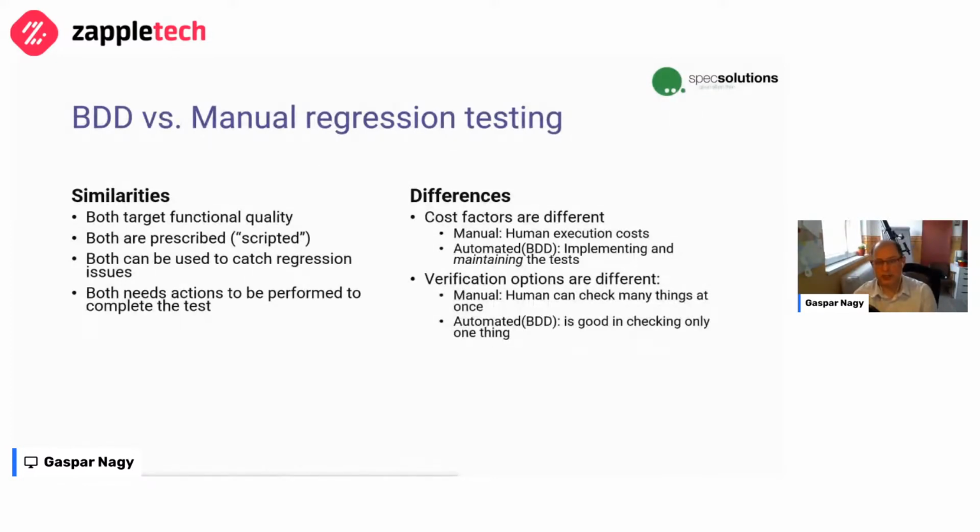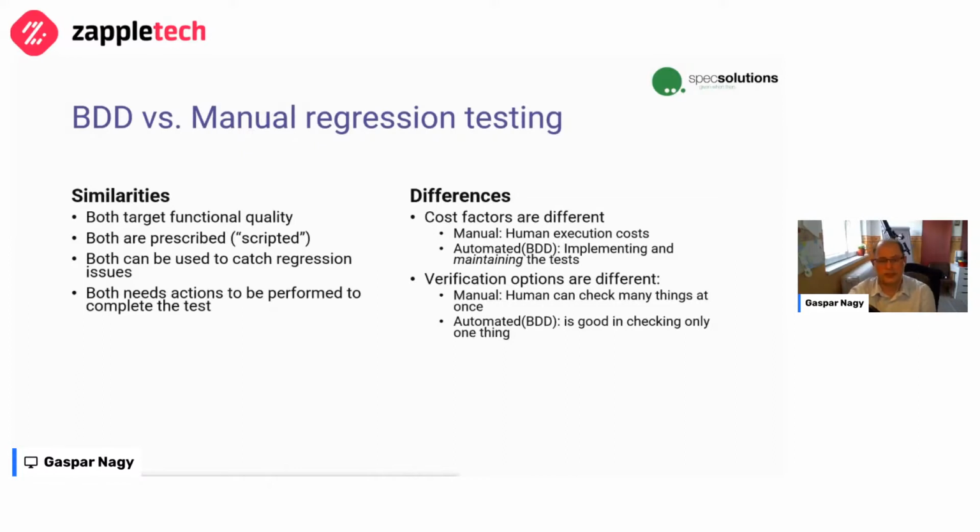The verification options are also very different. For manual tests, typically a human that is doing some activities is good for checking as many things as they see. So if I'm just going through a user journey, I can check at least 50 different things while I was doing that, without even noticing that. On the other hand, automated BDD tests are basically only good for checking one thing. Actually, if it finds a problem, then it anyway stops in the majority of the cases. So these are the core differences: the cost factors are different and the verification options are different.